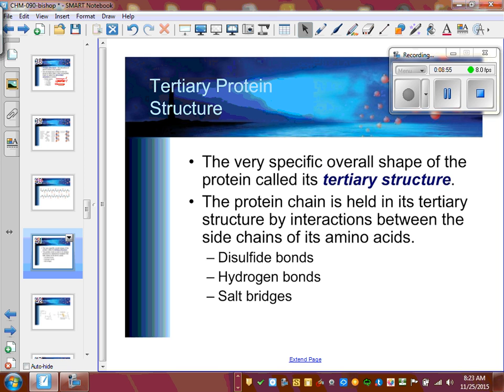There's a tertiary structure. The specific overall shape of the protein is called its tertiary structure.